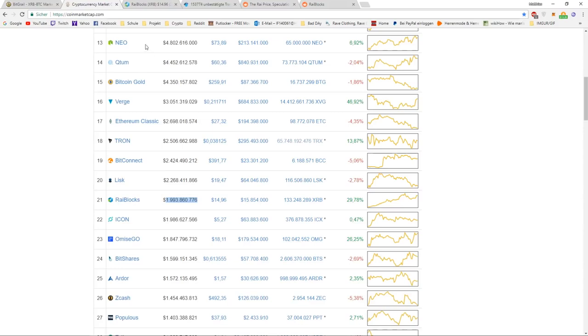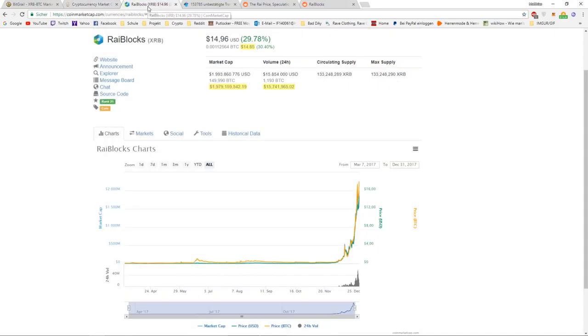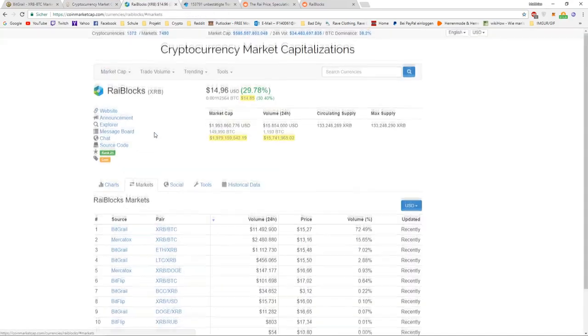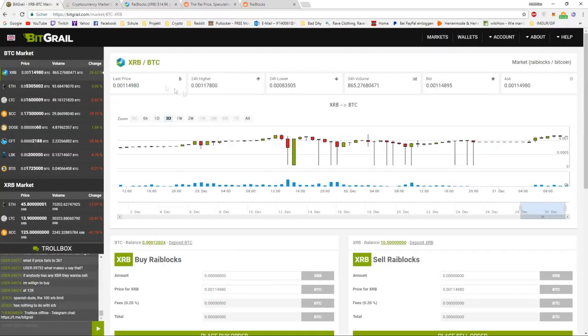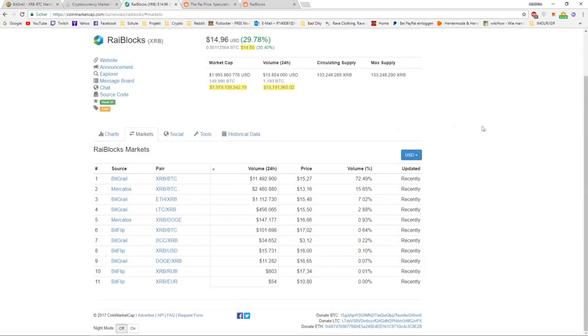So there's one big thing which is holding back RaiBlocks, and that's that it's not listed on many popular exchanges. So right now it's listed on two lesser known exchanges, namely BitGrail and Mercatox. So I bought my RaiBlocks on BitGrail. I had no problems at all. But BitGrail is not really that popular.